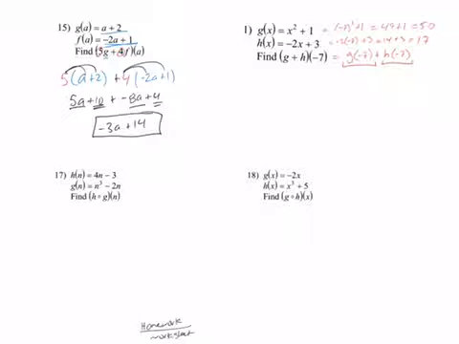So now I found those two pieces. So if I want to find g plus h of negative 7, that's going to be the sum of those two. 50 plus 17 is going to be 67. So whenever you have a number here, most likely your answer is going to be a number. Alright, now let's look at 17 and 18, our last two.